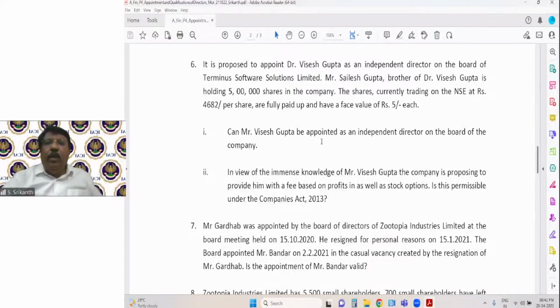Why? Because the monetary ceiling, if you remember, is 50 lakhs. Am I correct? And that too face value. Face value is only 5 rupees. So 5 lakh into 5 is only 25 lakhs. Am I correct? Whereas the limit is 50 lakhs. So why he cannot be appointed? He can be appointed. Are you able to understand? The limit is 50 lakhs.